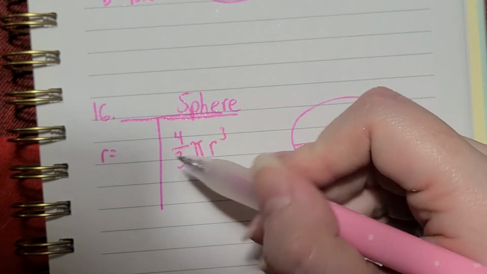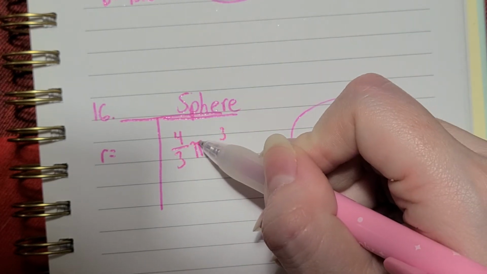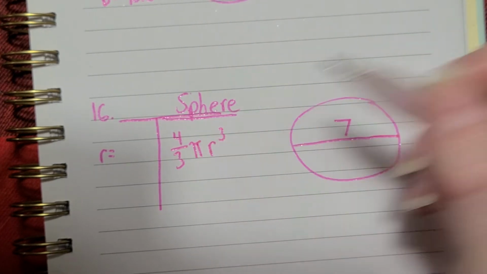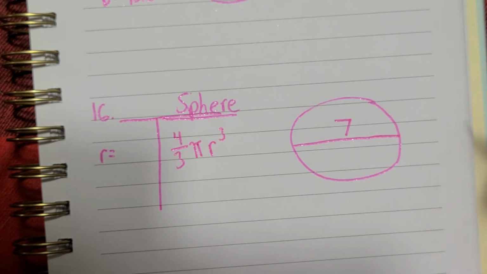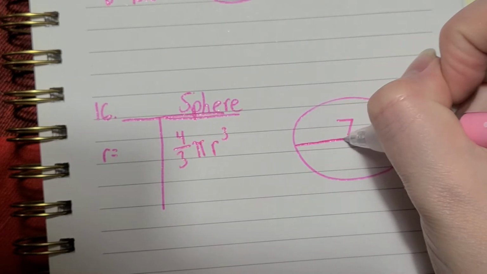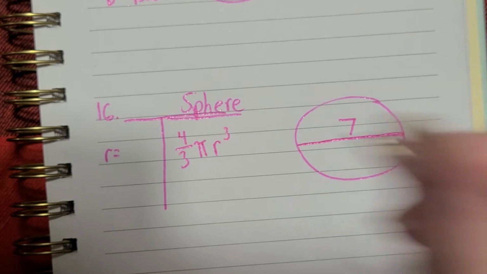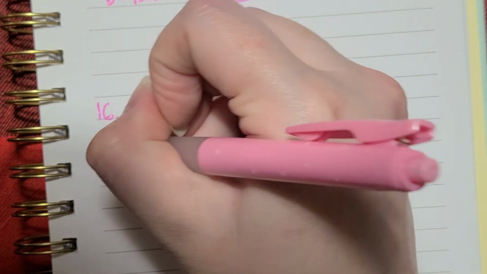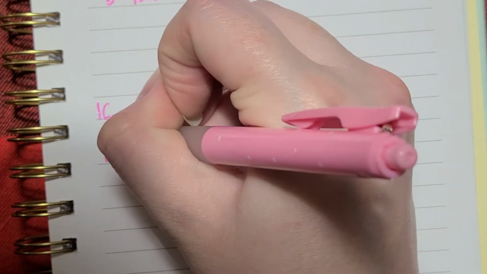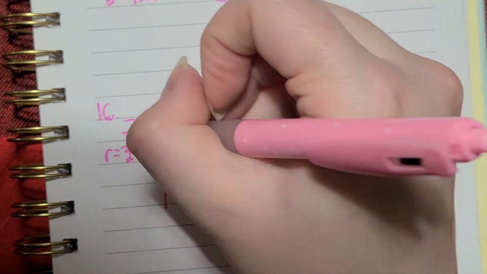Okay. All right, 4/3 we can type in, pi we can type in, but the radius we're gonna have to figure out. Okay, so if I know the diameter is 7, all the way across is 7, and the radius from the outside to the middle, we're gonna cut that in half. Half of 7 is 3.5.